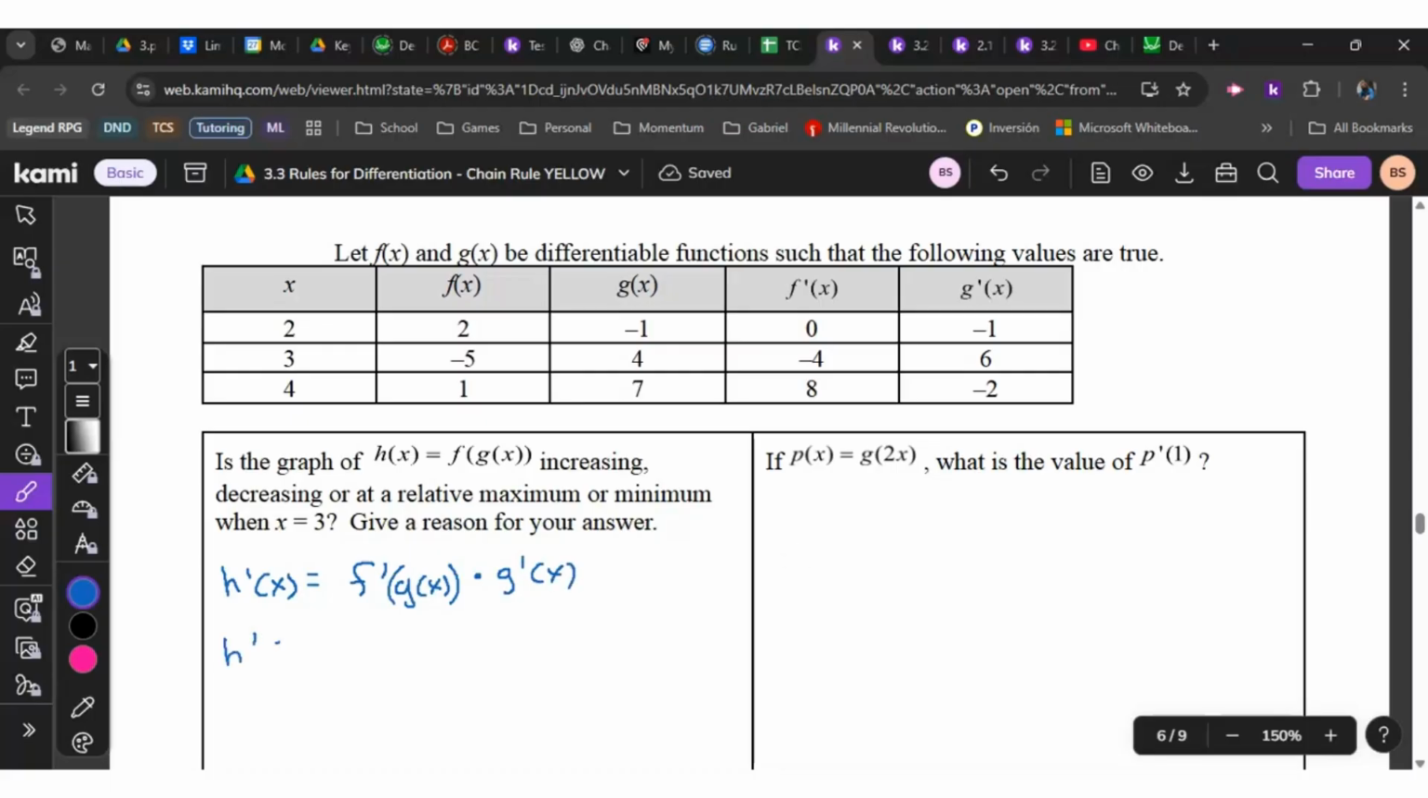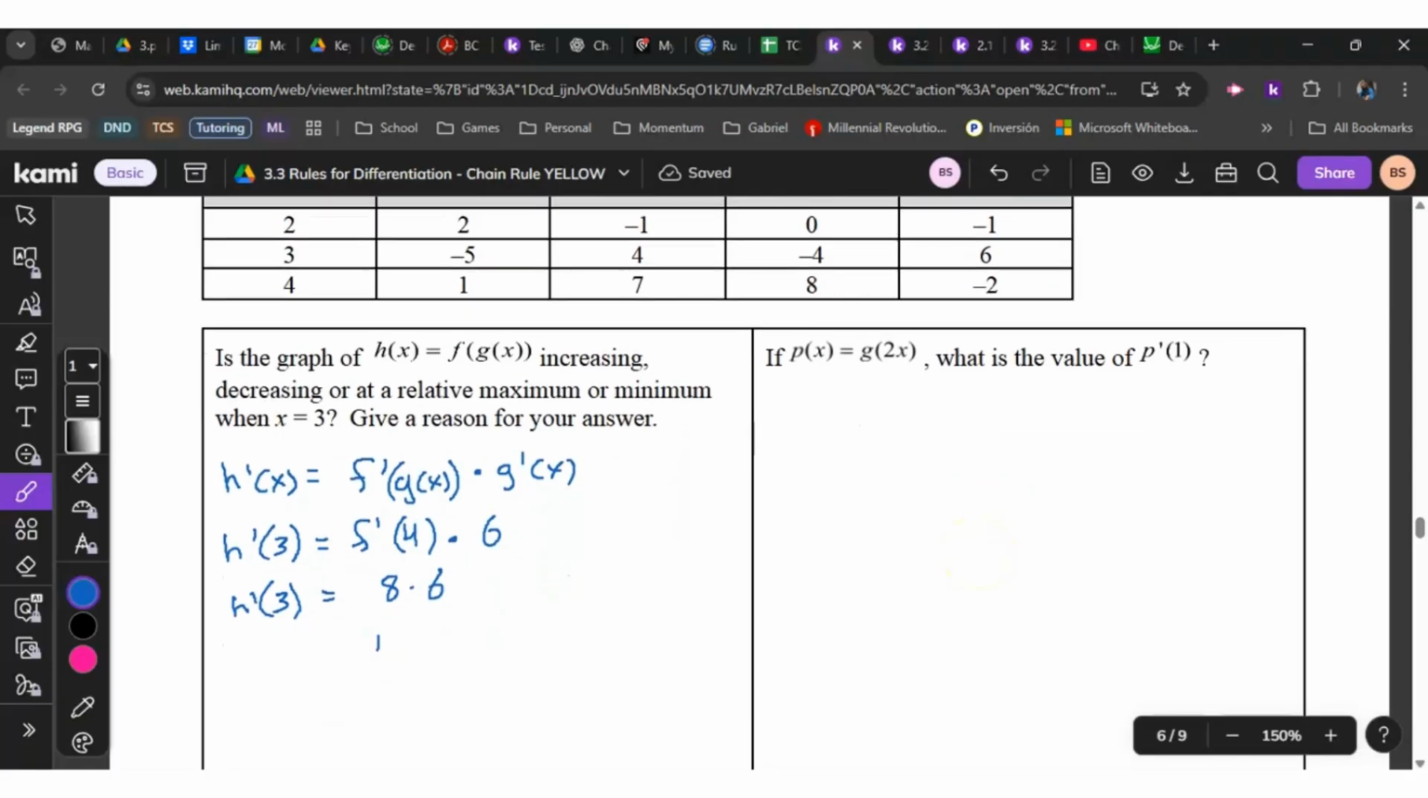Then I'm going to go ahead and plug in 3. So it's going to be f prime of, what's g of 3? 4. f prime of 4 times g prime of 3. Okay. So then I need to find f prime of 4 times 6, which is 48.